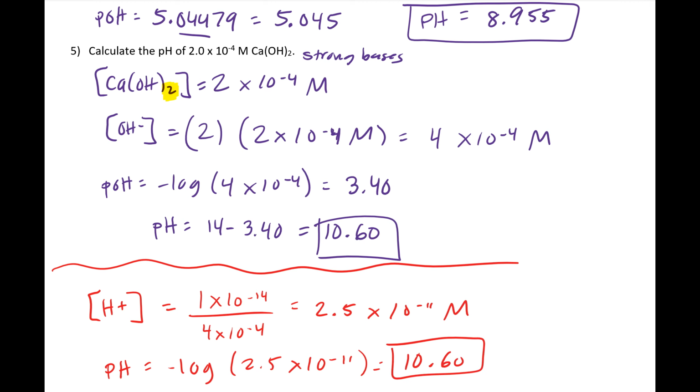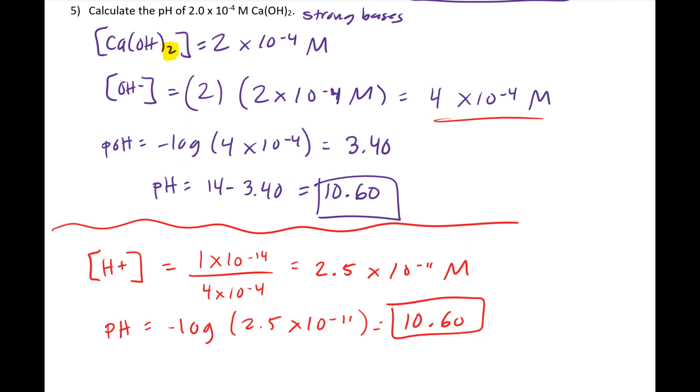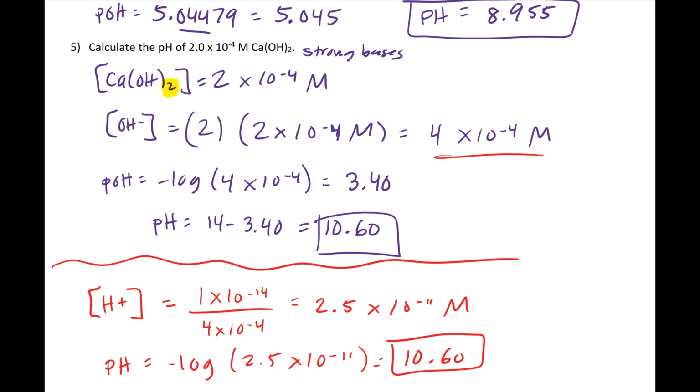So either way, you have to know the hydroxide ion concentration from the given information, and then you either take the negative log of the hydroxide, then subtract your pOH from 14, or you could use the hydroxide concentration like I've done here in red and solve for the hydrogen ion concentration and then take the negative log of that and get your pH that way. You're going to get the same answer no matter which way you do this.